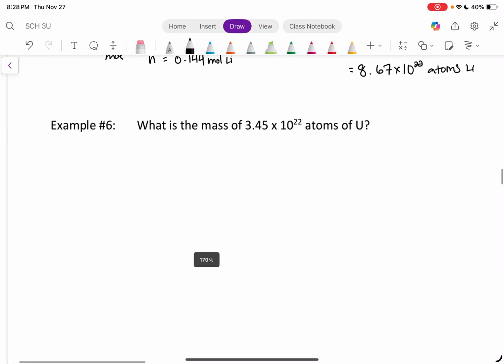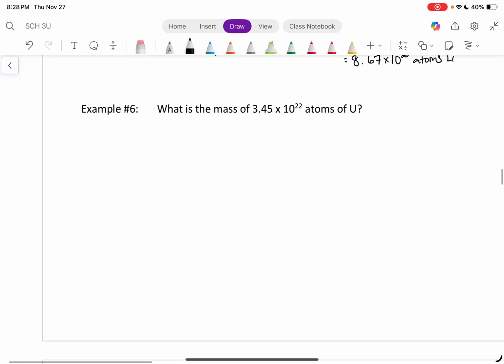Great. We are on to our last example, which in theory is maybe the hardest one. So it's asking, what is the mass of 3.45 times 10 to the 22 atoms of uranium? So I need to find out what the mass is. Remember, the atoms means particles. So I know that my number of particles equals 3.45 times 10 to the 22 particles.